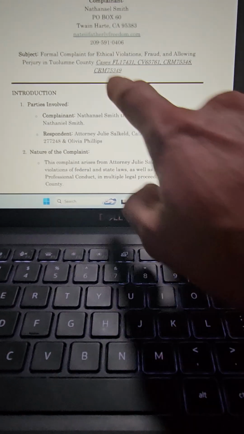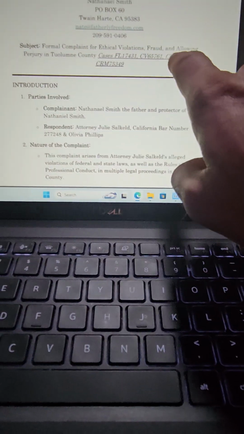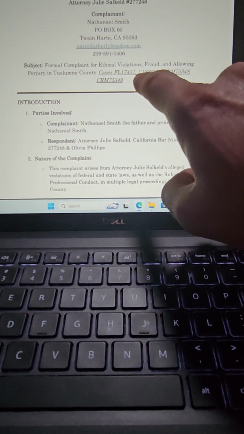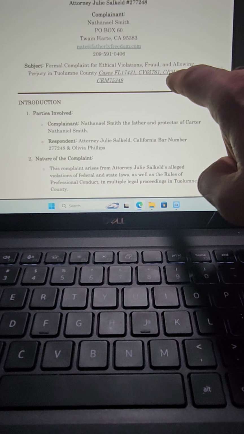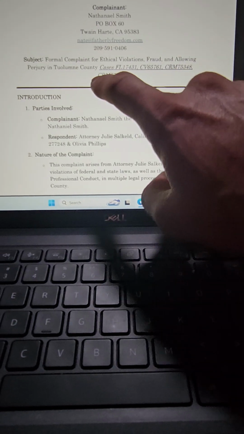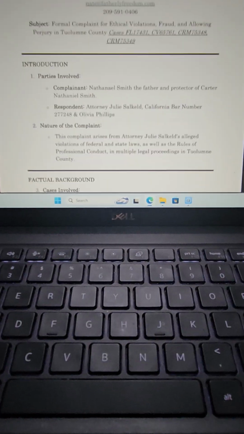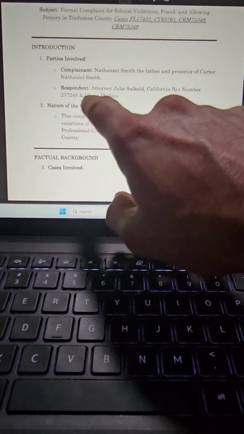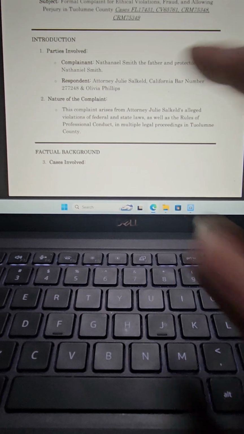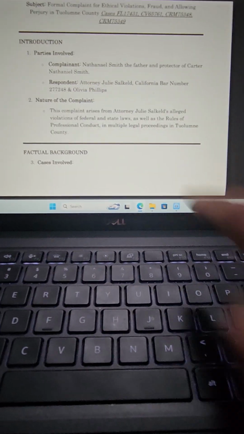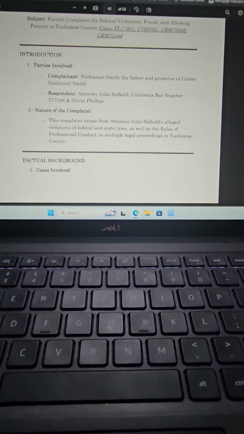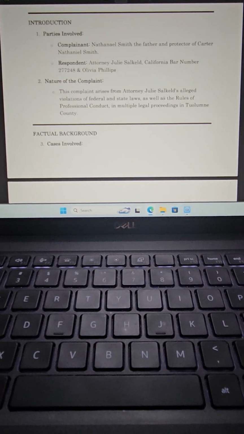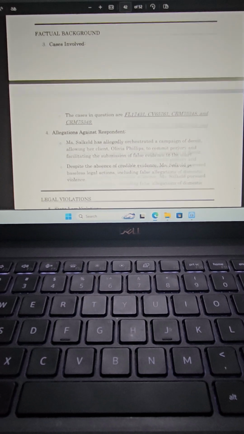Look at all this. In the formal complaint for ethical violations, fraud, and allowing perjury in Tuolumne County cases FL 17431, CV 65761, CRM 75348, CRM 75349. Parties involved: respondent Julie Sockeld, California State Bar number, and Olivia Phillips, because you're going to jail. I don't care. By the time this is done, you're going to be in prison. Because there are so many federal violations and you're just continuing it on. The longer you keep my kid, it's just making it worse.